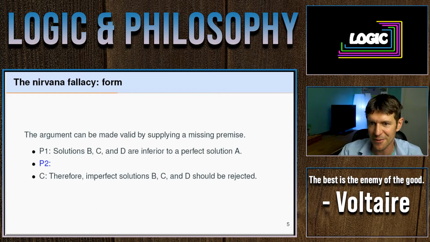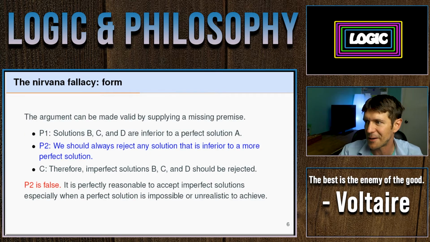Okay, welcome back. If you knew the premise, then you are an expert reasoner. Congratulations. The premise you would need to add is that we should always reject any solution that is inferior to a more perfect solution. This missing, usually unstated premise is false because there are cases where you should accept a solution that is inferior to a more perfect solution. The obvious cases would be when the more perfect solution is impossible, unrealistic, or too difficult to achieve in some way, shape, or form. So you'd have to, let's say, settle for a more practical solution, even though it doesn't solve all of the problems, or even though there is a hypothetical possible solution that would be more perfect.